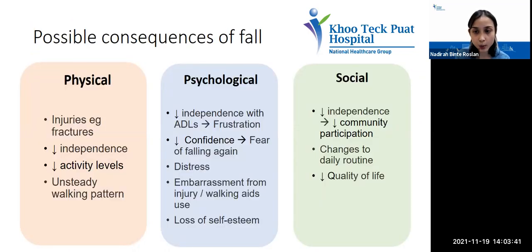What are the possible consequences of a fall? A fall can result in physical, psychological, as well as social consequences. Falls can lead to physical injuries, cause pain, or even fractures. This could result in reduced independence, whereby our elderly may require increased assistance in walking and activities of daily living, such as showering. With that, some may even have reduced activity levels, as they may not be able to do things that they used to do before, such as walking lesser, not able to do chores. And also, with pain and discomfort following a fall, this can cause a change in walking pattern, as some of them may be limping when they walk.